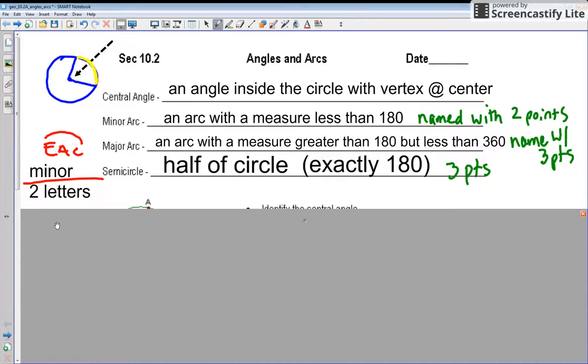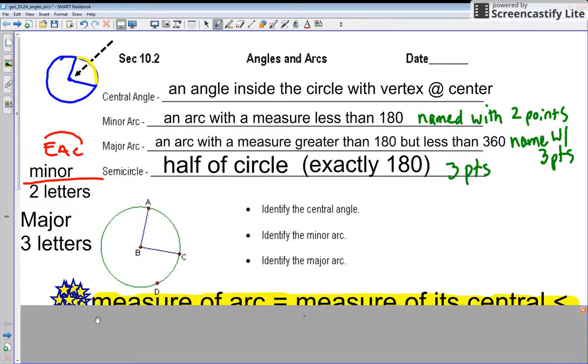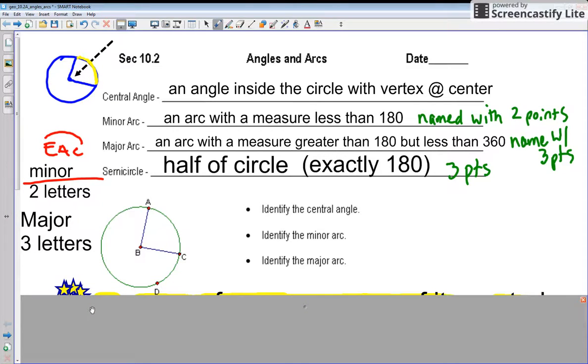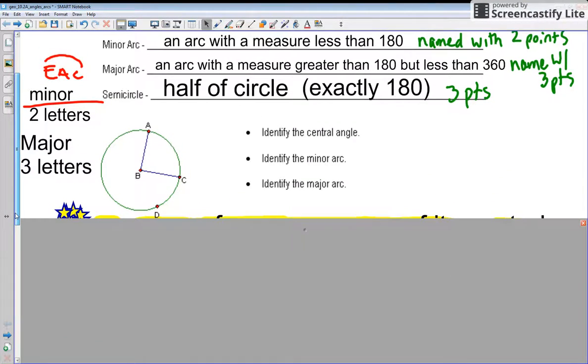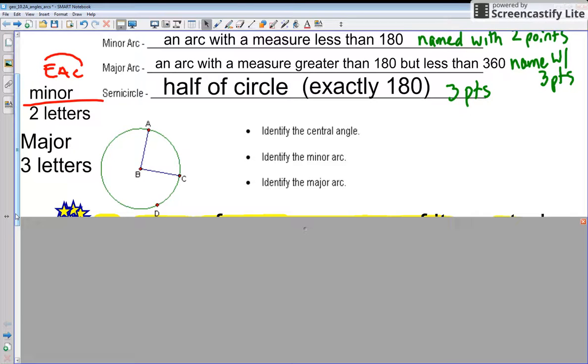All right, so we've got a picture here of circle B. Remember, we're going to name our circles with our center point. So right here we've got circle B. Well, inside that circle, you see we've got an angle. We've got another point D that lies on the circle. And so we want to identify these different types of vocab terms: central angles, minor arcs, and major arcs.